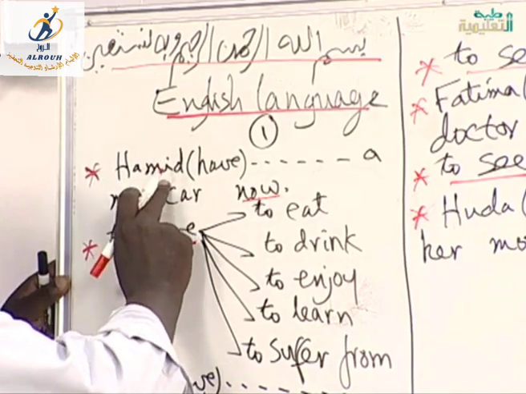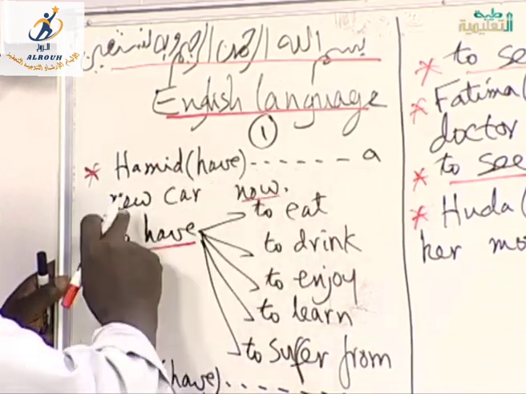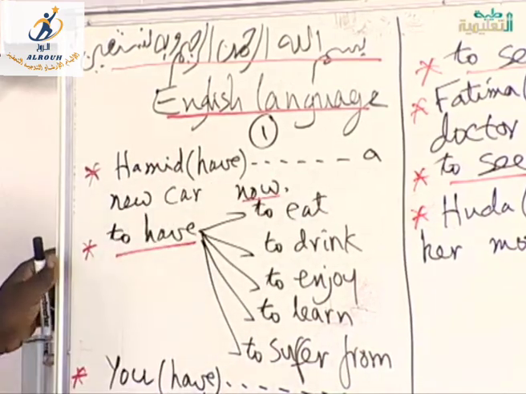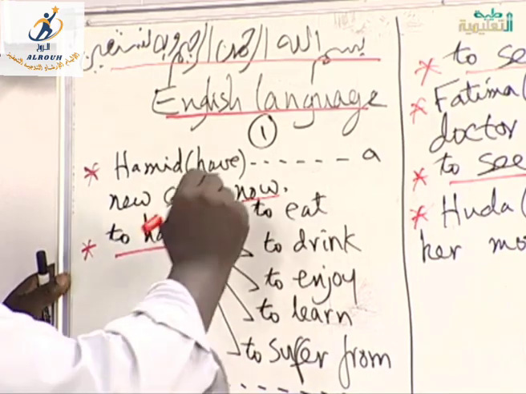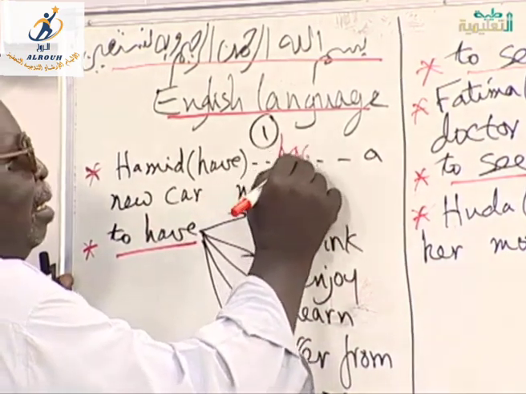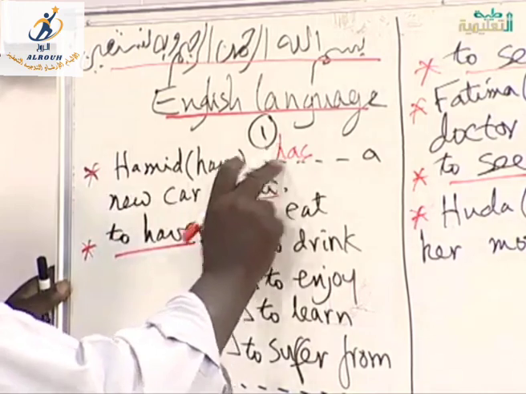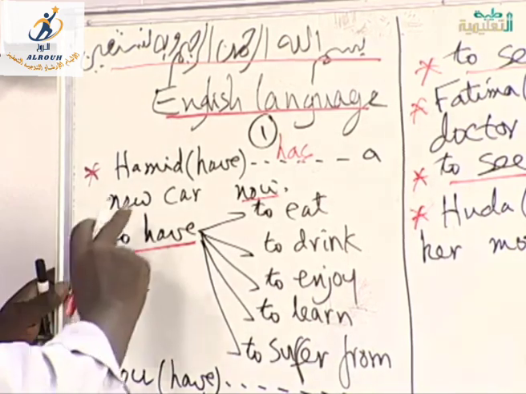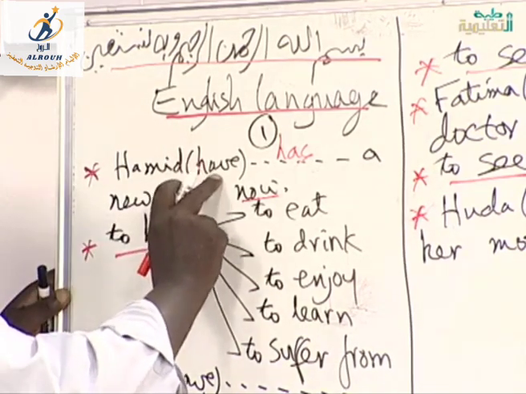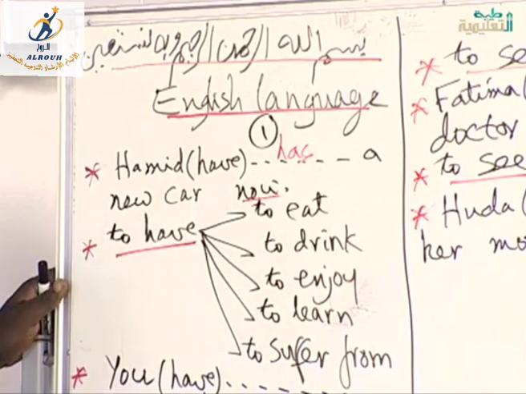Hamid, let me read it again. Hamid have dots a new car. So we are going to use it in the present simple. Yeah, I'm sure you can tell the answer before I give it. We are going to use the present simple. Yes, we say what? Yes, we say has. This is going to be Hamid has a new car now. But there is something to be remembered. أشياء لازم نذكرها. Have, yes, meaning possess or own, cannot be used in the present continuous.